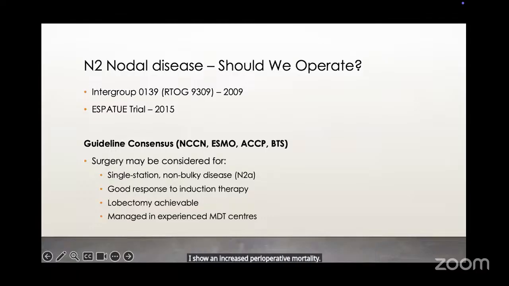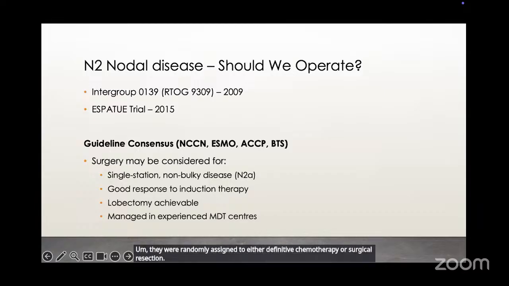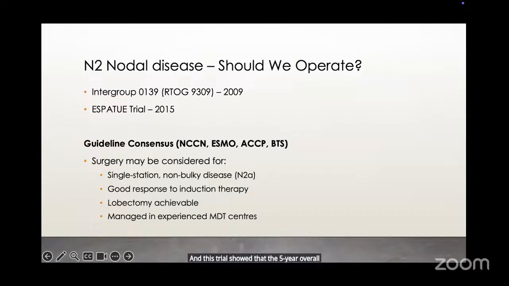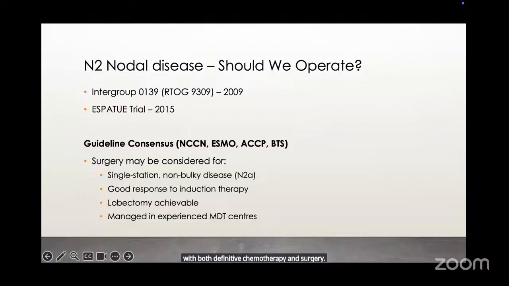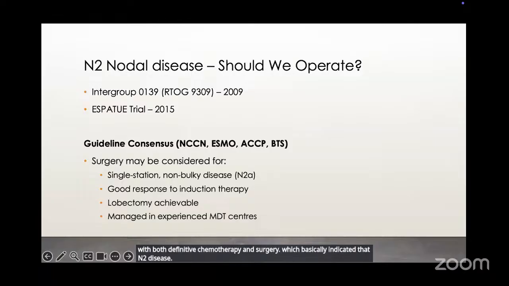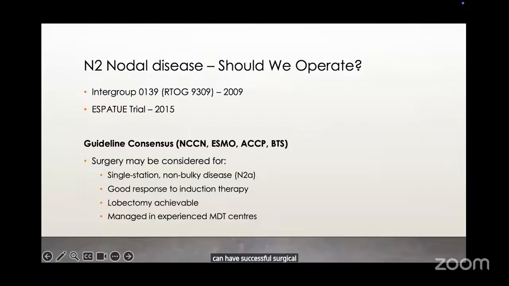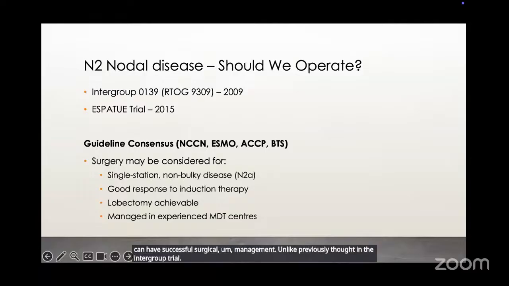In the ESPATUE trial in 2015, it showed that patients who had post-induction resectable stage 3 tumors were randomly assigned to either definitive chemotherapy or surgical resection. And this trial showed that the 5-year overall survival and progression-free survival rates were excellent with both definitive chemotherapy and surgery, which basically indicated that N2 disease can have successful surgical management, unlike previously thought in the intergroup trial, where it suggested that this was not the case.